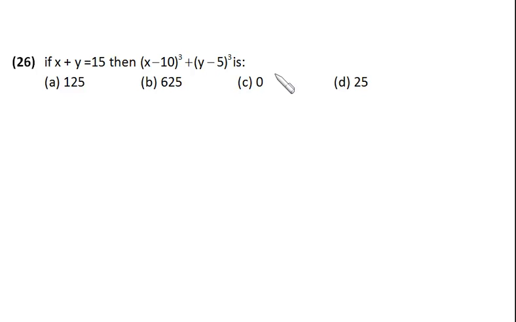If you are not confident, then you can choose other values also. Suppose you take x is equal to 5 and y is equal to 10. If x is 5, it is (5 minus 10) whole cube, that is minus 5 cube, and here it is plus 5 cube, as y is equal to 10, so 10 minus 5 is 5 cube. So minus 5 cube plus 5 cube, still you are getting 0. That means whatever values of x and y you choose when x plus y is 15, this expression will always be 0. So do not try to make any sort of equation. No paperwork is required at all. It's just a 20-second problem.